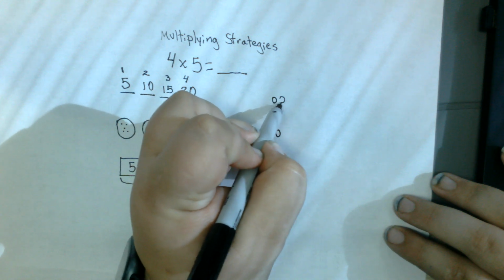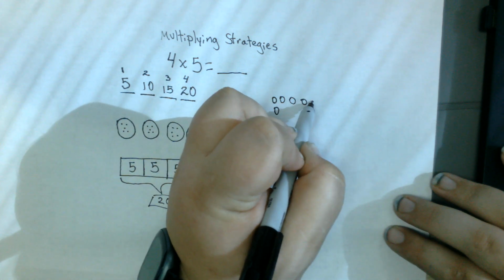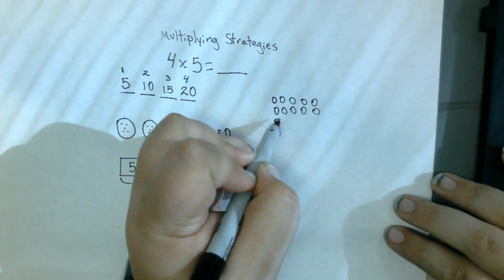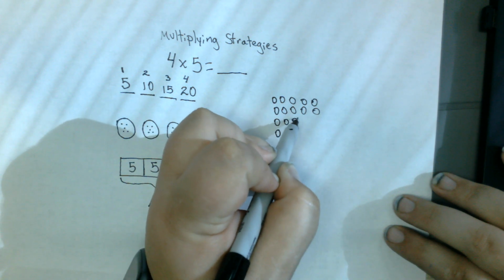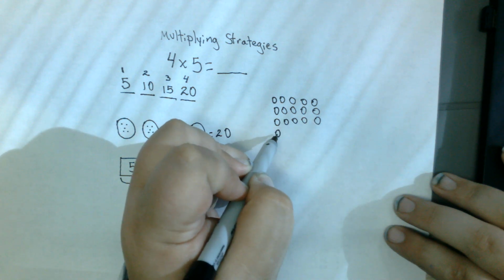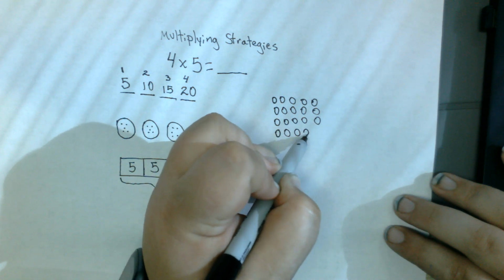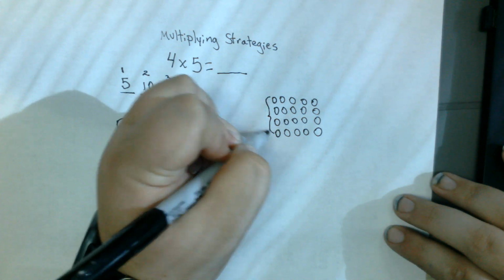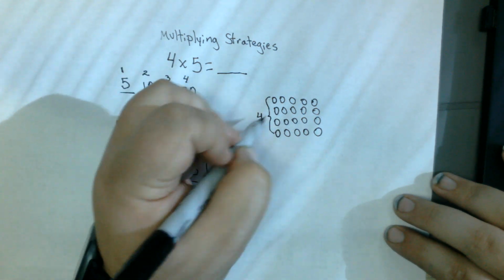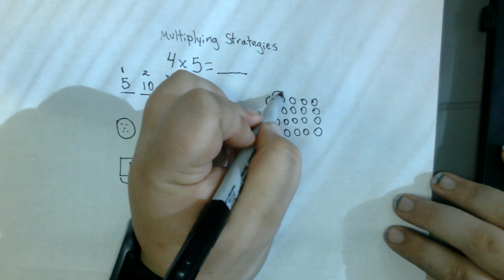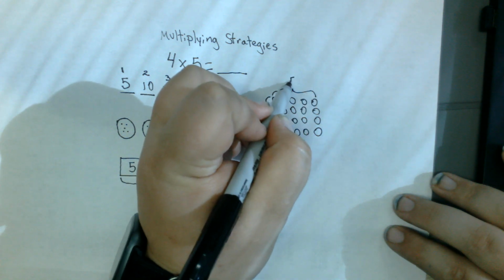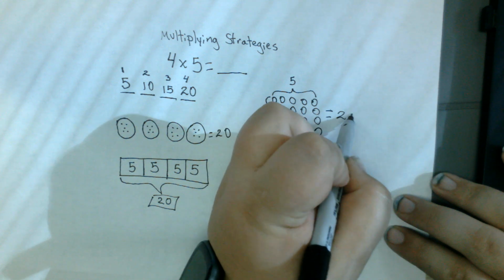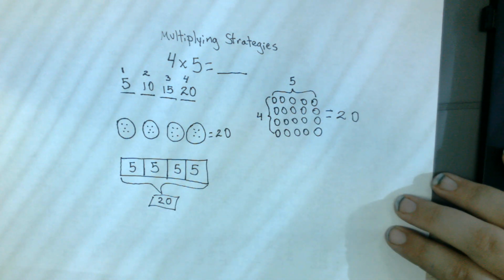So 1, 2, 3, 4, 5. 1, 2, 3, 4, 5. 1, 2, 3, 4, 5. 1, 2, 3, 4, 5. So now along this side, I have 4 rows of 5, which has a total of 20 if we counted them all up.